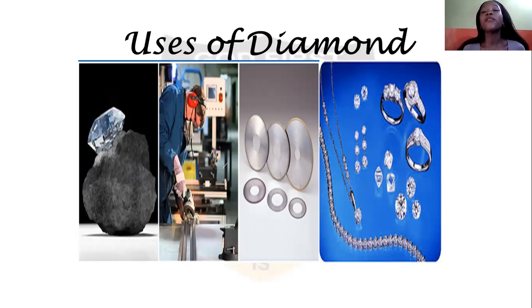Then, because it has a very high refractive index, that's the common thing we know diamond to be used for. It is used for making jewelries, and you all know that's quite expensive. But majorly, diamond is used industrially to make all those things that I mentioned before.